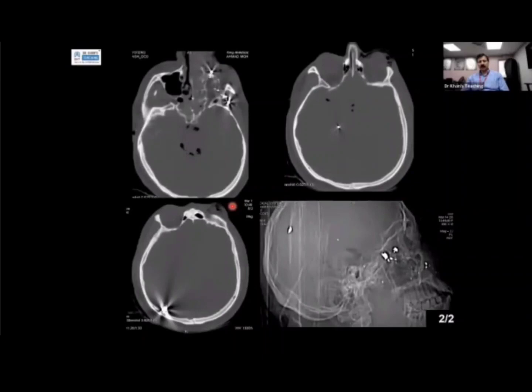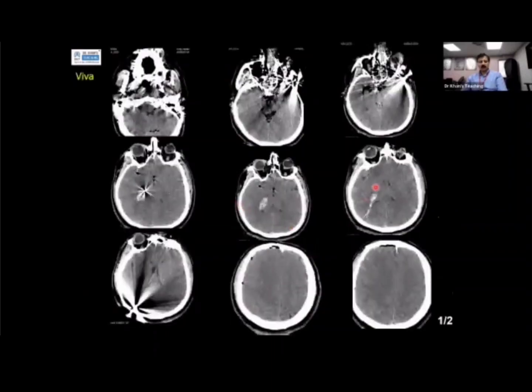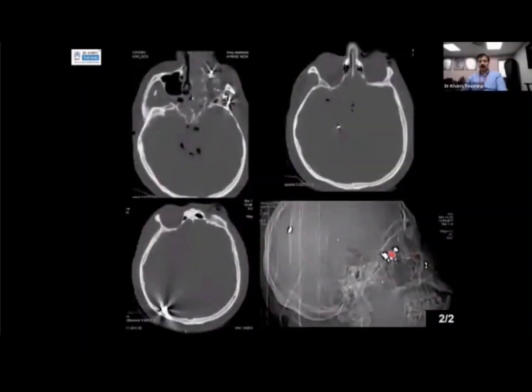And now there are multiple metallic foci. You can see the track of one of them. You can see a lot of edema. You can see pneumocephalus. And on a scout, it is better seen. But I just wanted to show you a gunshot.